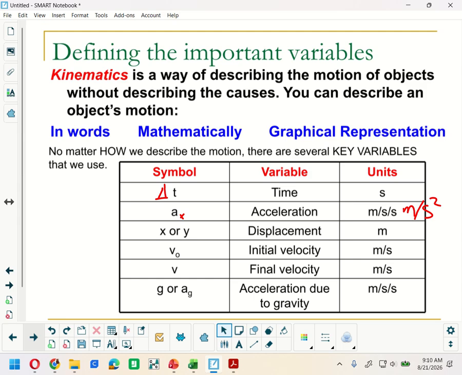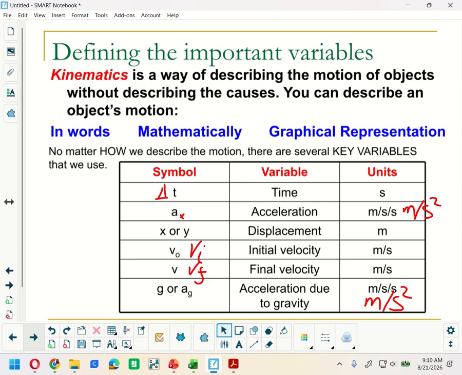V sub 0 or V sub naught, that is my initial velocity. So I also have written it as V I. Final velocity V or VF is going to be meters per second, just like initial velocity. G or A sub G, acceleration due to gravity. That again is in meters per second per second.